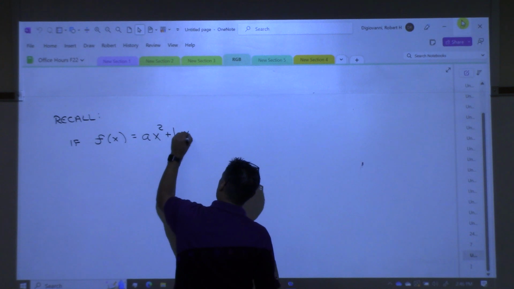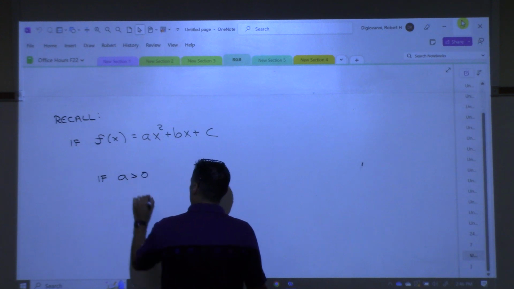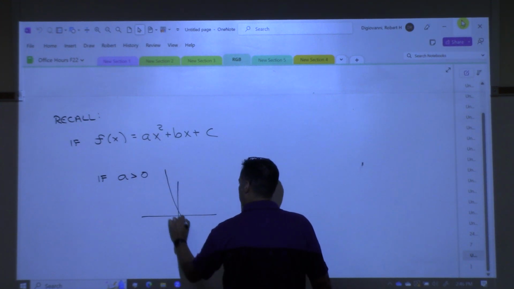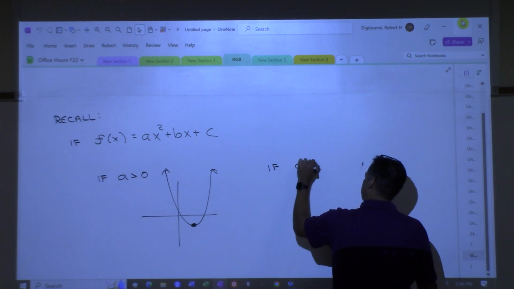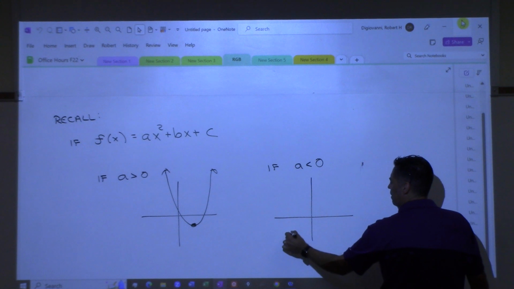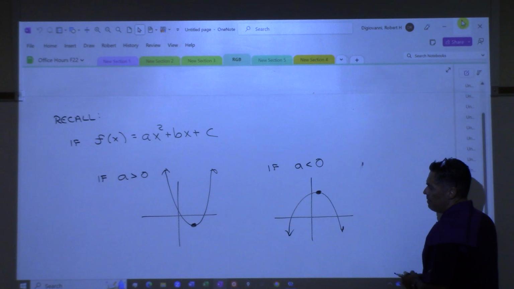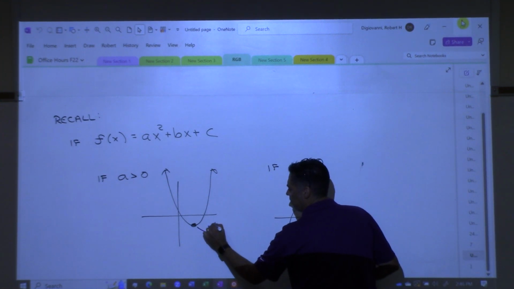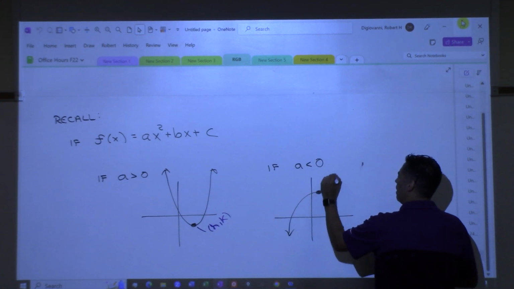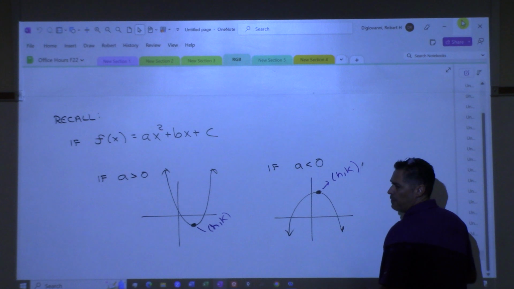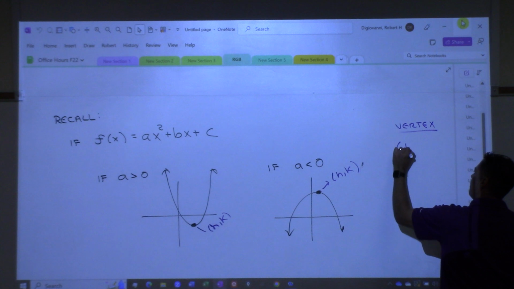All right, so recall from college algebra that if you're given a function f of x equals ax squared plus bx plus c, that we know that if a is a positive number, this parabola will open upward, right? And if a is negative, this parabola will open downward, right? And in both of these cases, that point right here, hk, is called the vertex, right? This vertex is that point hk.